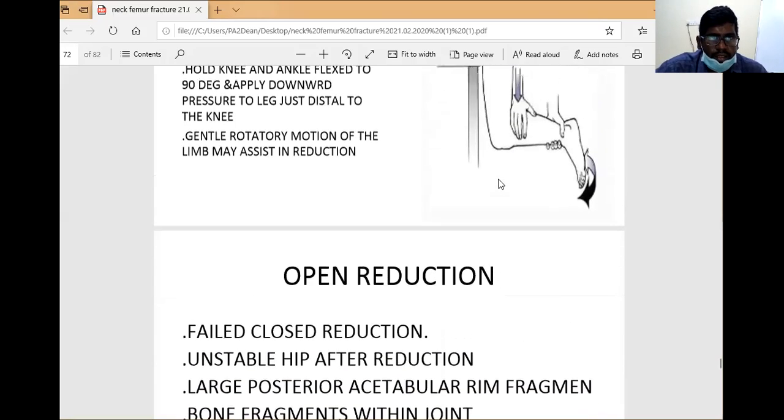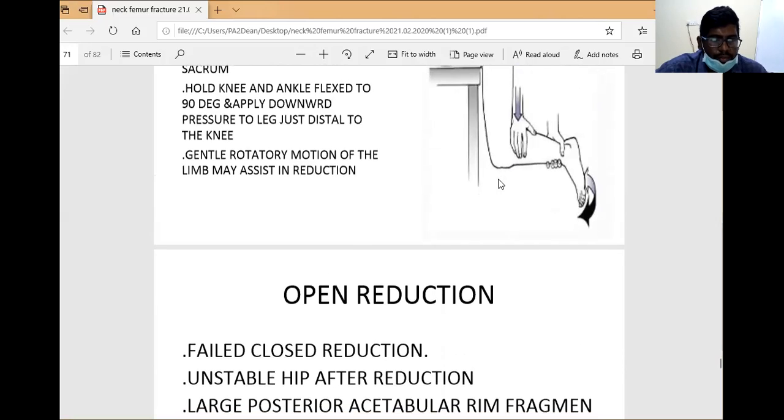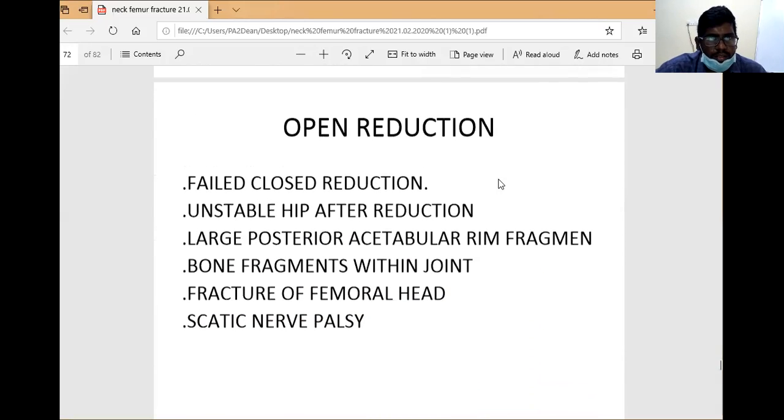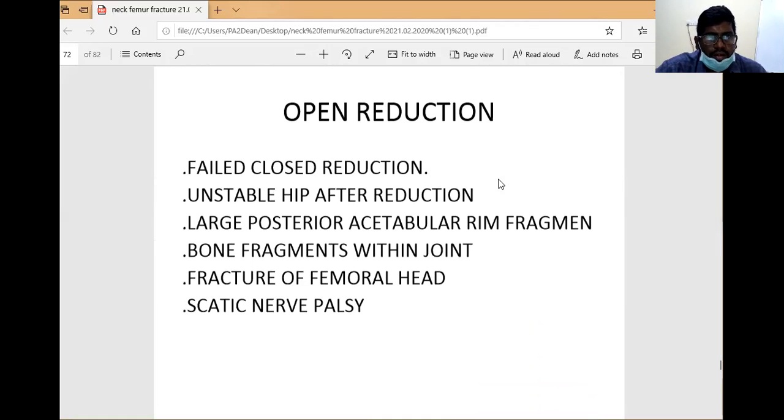All these reductions are done under anesthesia only. Why? Because the hip muscles are very strong. Without anesthesia, it won't reduce. However, if the reduction fails, open reduction can be done. The indications for open reduction are failed closed reduction, and an unstable hip after reduction. If there is an acetabular fracture, a posterior acetabular fracture, the reduction may not sustain, and dislocation occurs again. In those cases, open reduction can be done.